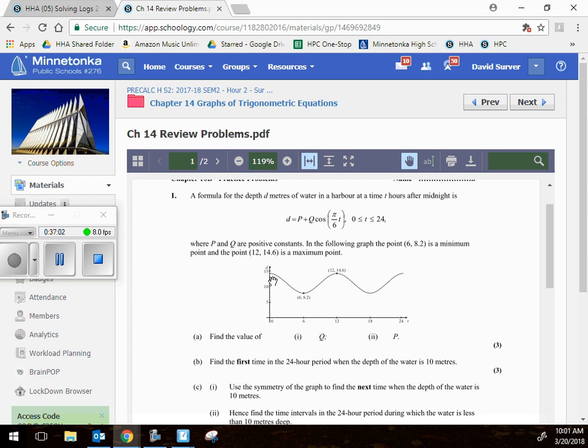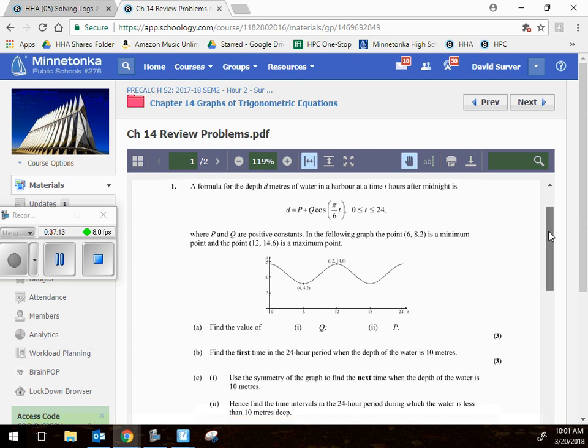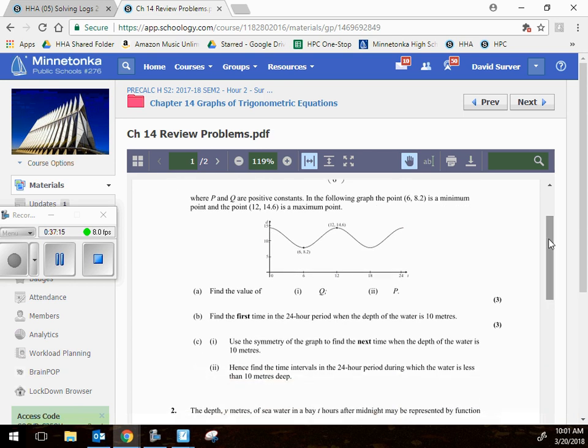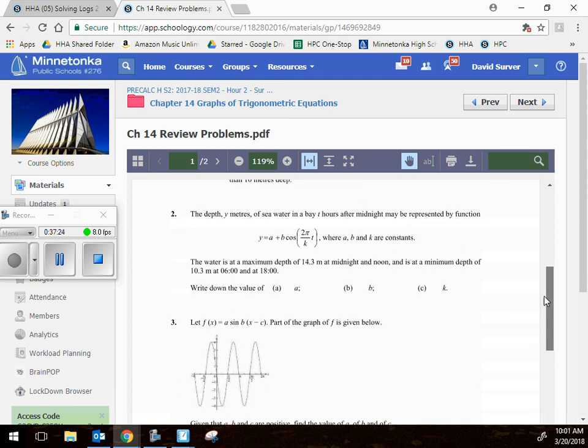Why do you think they have time being between 0 and 24? Does that make sense to you? That's limiting it to 1 day, okay? And they have a picture here, and I like it because it's giving you the same kind of problem except with a different setup. It's like, oh, now I've got a picture, and now I've got to figure out how to deal with that. All right?